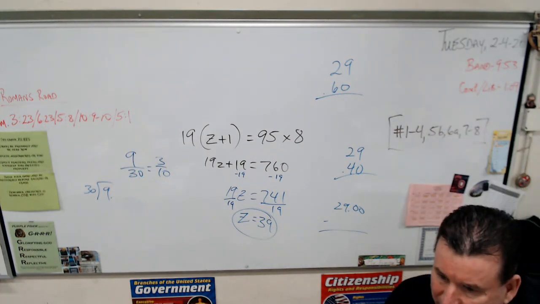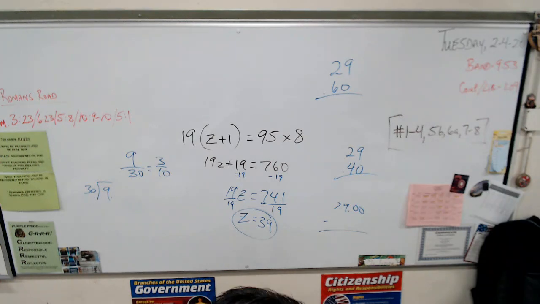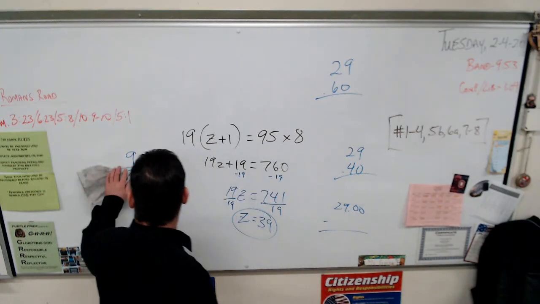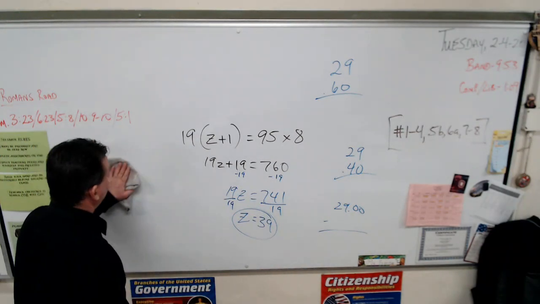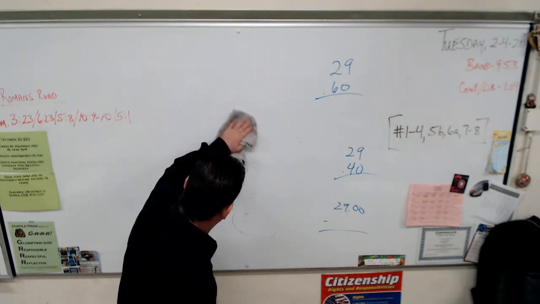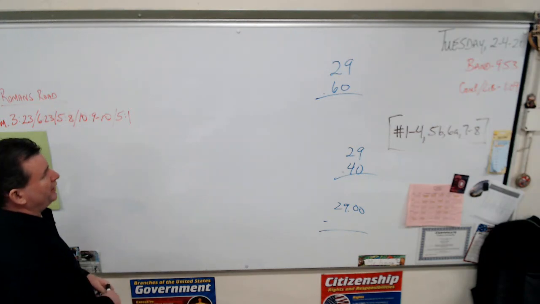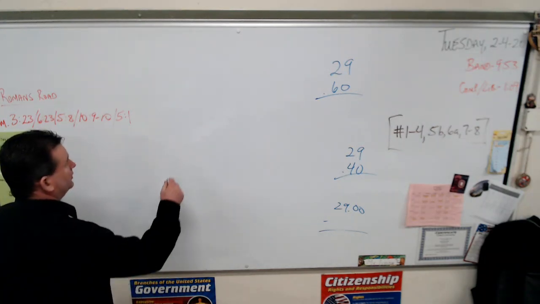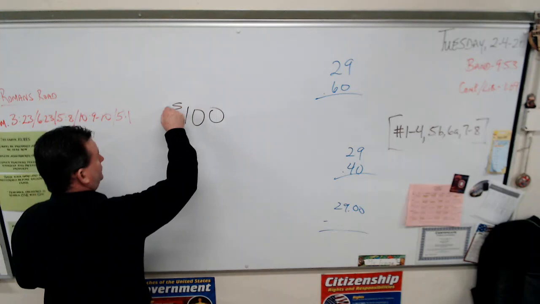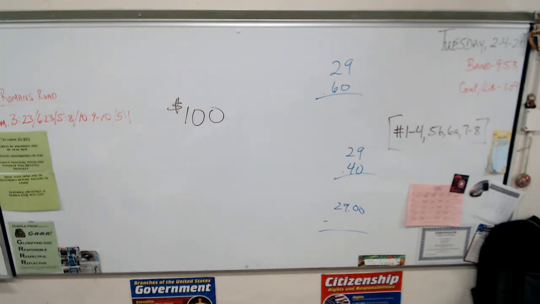Percent of increase, percent of decrease. Let's say something cost $100. Let's start with something that has a denominator of 100, because that means percent, right? So let's say you go to the store and you're buying something that costs $100, but they tell you that today there's a decrease in the price of 10%. How much is that going to cost you? Just use your math sense real quick.